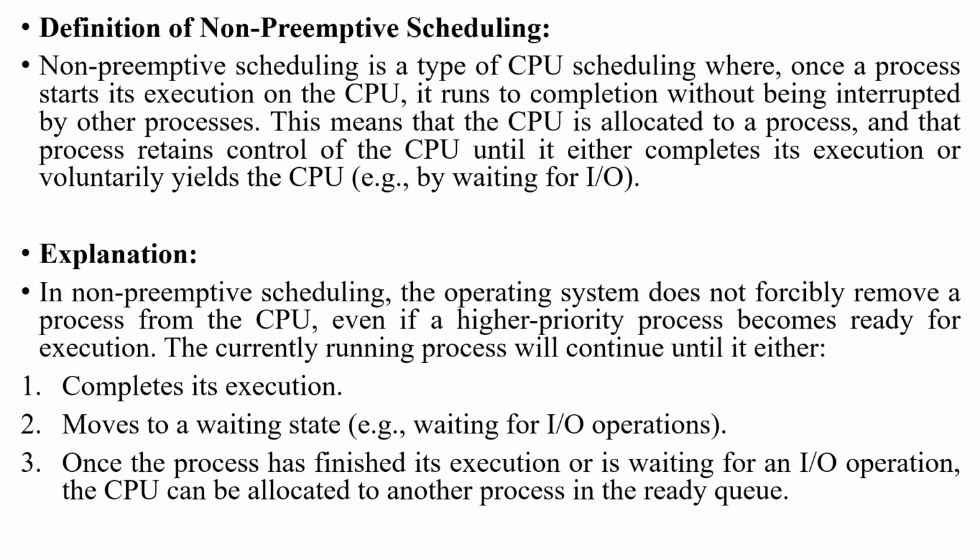Explanation: in non-preemptive scheduling, the operating system does not forcibly remove a process from the CPU. Even if a higher priority process becomes ready for execution, the currently running process will continue until it either completes its execution or moves to a waiting state. Once the process has finished its execution or is waiting for an input-output operation, the CPU can be allocated to another process in the ready queue.